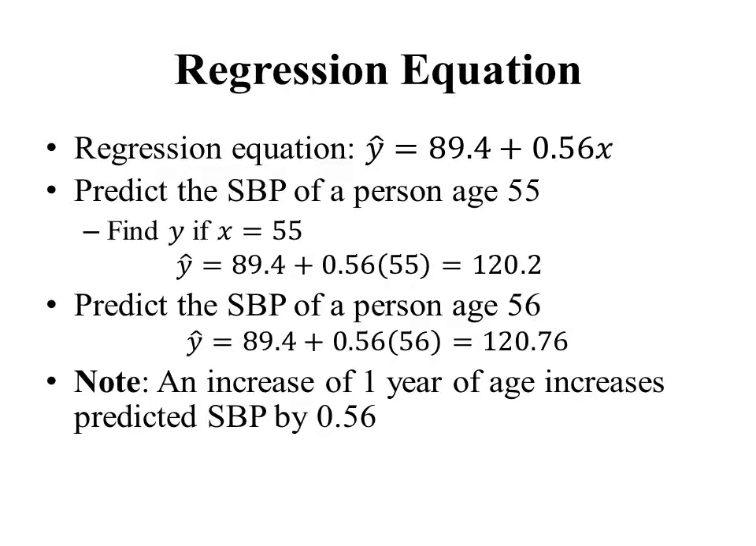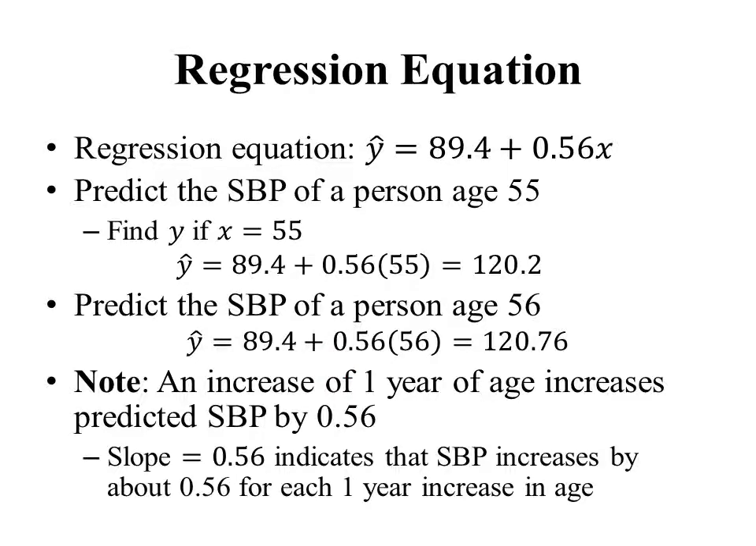Okay. Now let's make an observation here. When we went from age 55 to age 56, the blood pressure increased from 120.2 up to 120.76. So it increased by 0.56. Well, what's significant about 0.56 is that's the value of b1, our slope. And so our slope equal to 0.56 indicates that systolic blood pressure increases by about 0.56 for each 1 year increase in age. So the slope is positive.